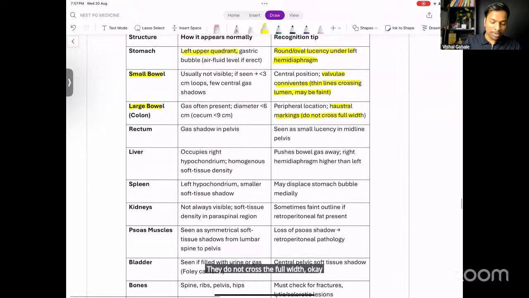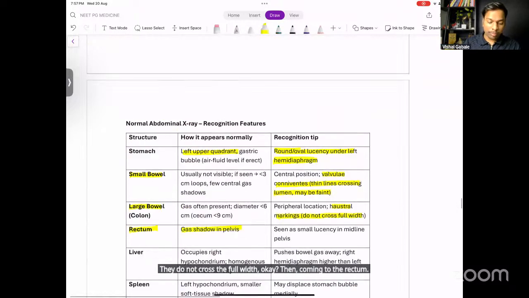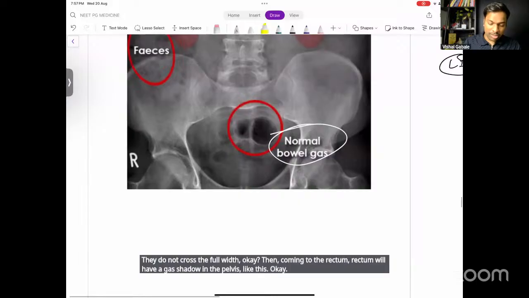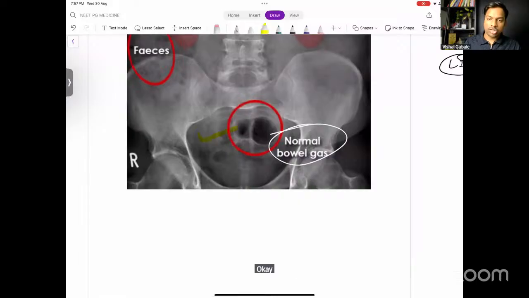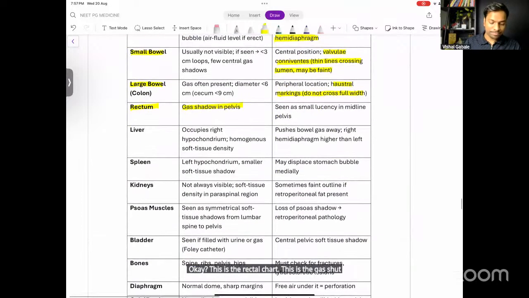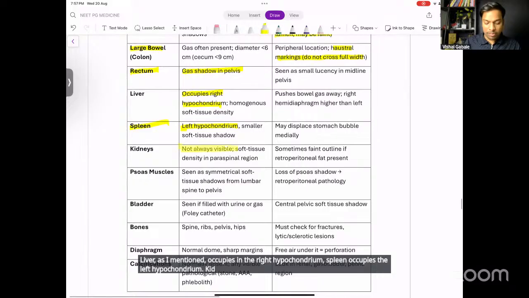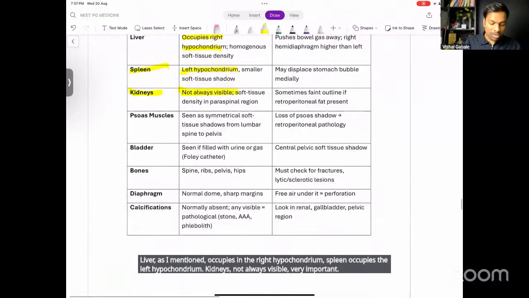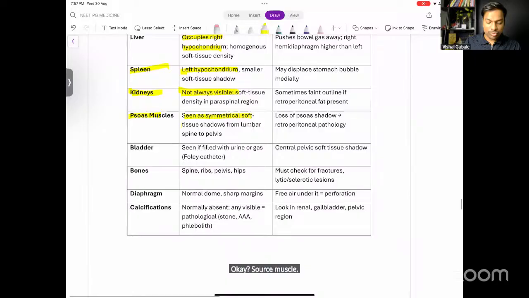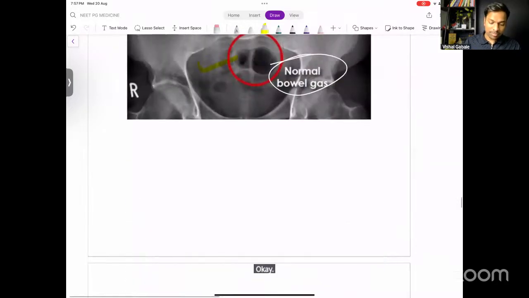Then coming to the rectum, the rectum will have the gas shadow in the pelvis like this. This is the rectal shadow. Liver, as I mentioned, occupies the right hypochondrium. Spleen occupies the left hypochondrium. Kidney is not always visible. Very important: the psoas muscle is seen as symmetrical soft tissue shadows from the lumbar region to the pelvis. Okay.